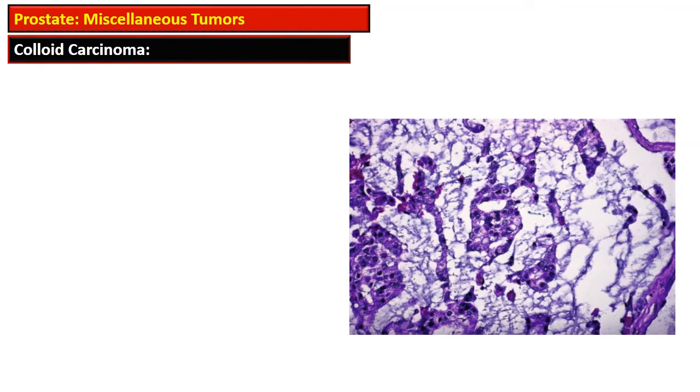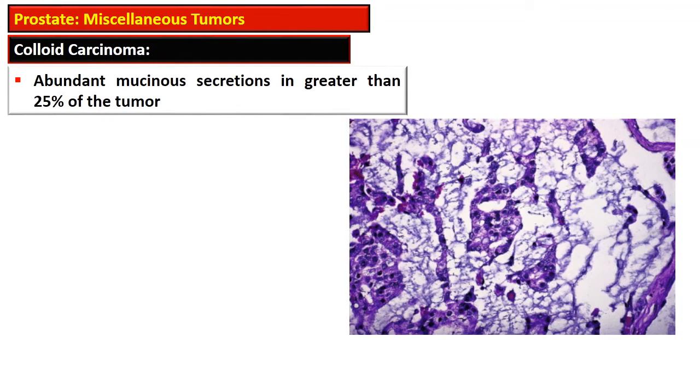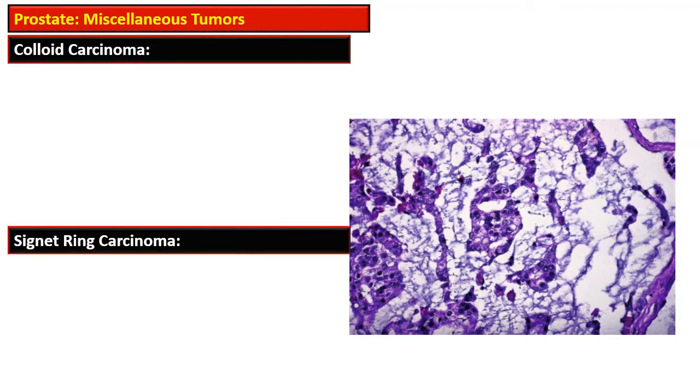The colloid carcinoma is a tumor that morphologically resembles mucinous carcinoma of the breast. There is a lot of intracellular and extracellular mucin, and tumors that exhibit this mucinous secretion in more than 25% of the tumor fall in this category. Another variety is the signet ring cell type, characterized by intracellular accumulation of mucin that pushes the nucleus to one side.